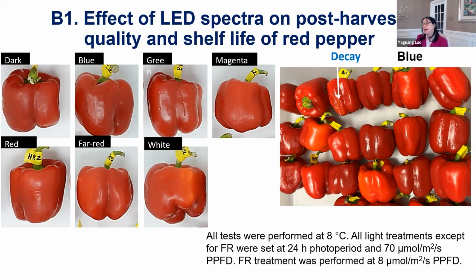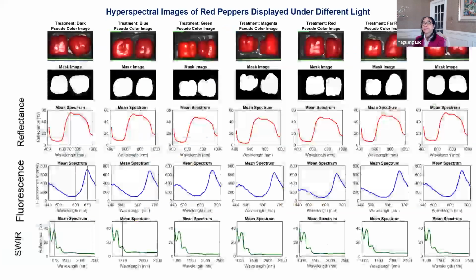For this one, we used 8 degrees because that's the optimum storage temperature for peppers. For the quality evaluation, we measured firmness, color, and did a visual evaluation. But we also wanted to see if hyperspectral imaging could be used to evaluate quality and shelf life. So in this case, we used different spectra under the hyperspectral imaging, and these are the hyperspectral imaging scans for the different treatments of the peppers. Once we are done here, we will do additional analysis so we can get more detailed quantitative data on the comparison.